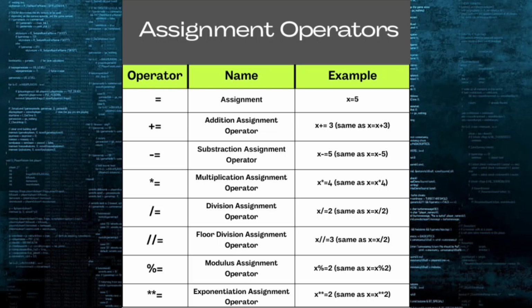In Python, these are the most commonly used assignment operators: assign, add and assign, subtract and assign, multiply and assign, divide and assign, floor divide and assign, modulus and assign, and exponentiation assignment operator. While we cover the most frequently used ones here, Python offers several other assignment operators that are useful in specific scenarios. We'll explore those in future lessons.